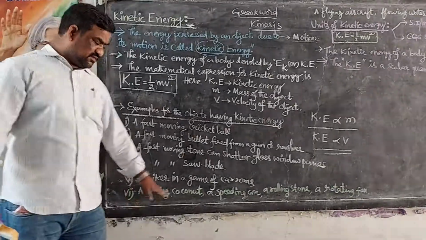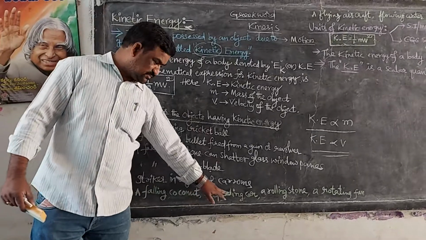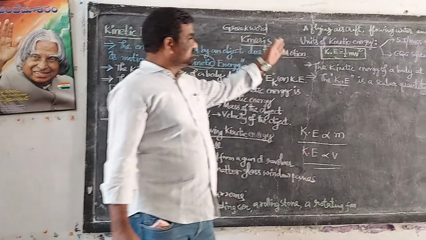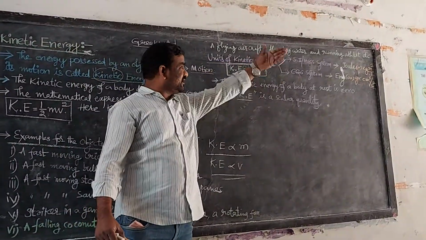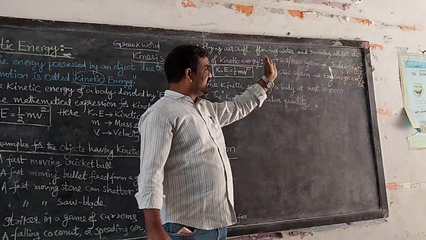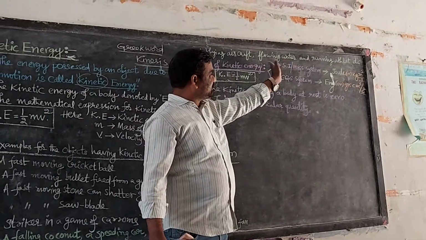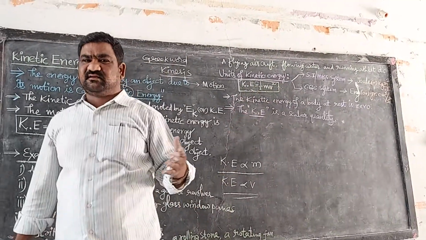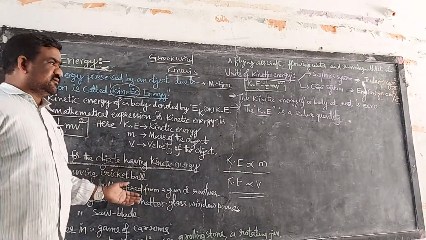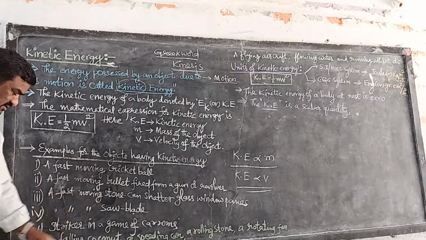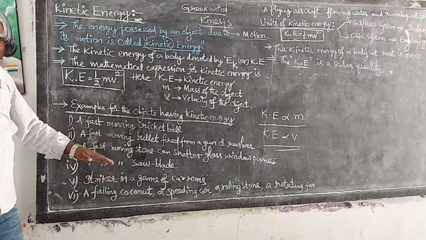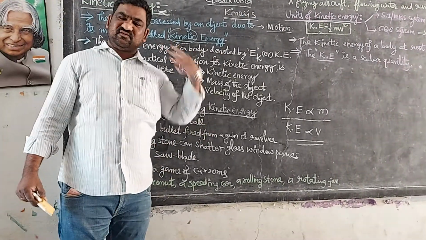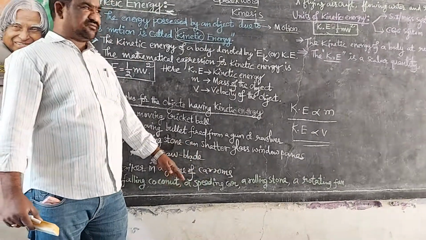As the same, a falling coconut, a speeding car, a rolling stone, a rotating fan, a flying aircraft, a flying bird, or a flying helicopter, flowing water, running accelerator, etc. The objects all are having kinetic energy. So here, when the coconut falling down, it possesses some kinetic energy.